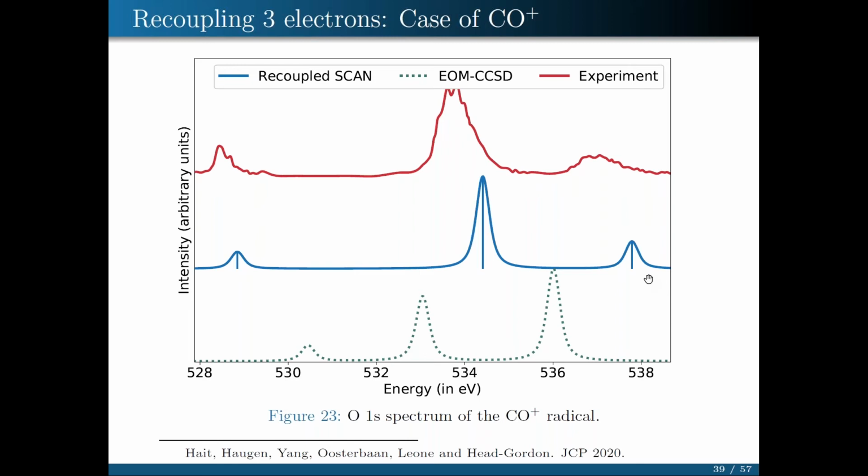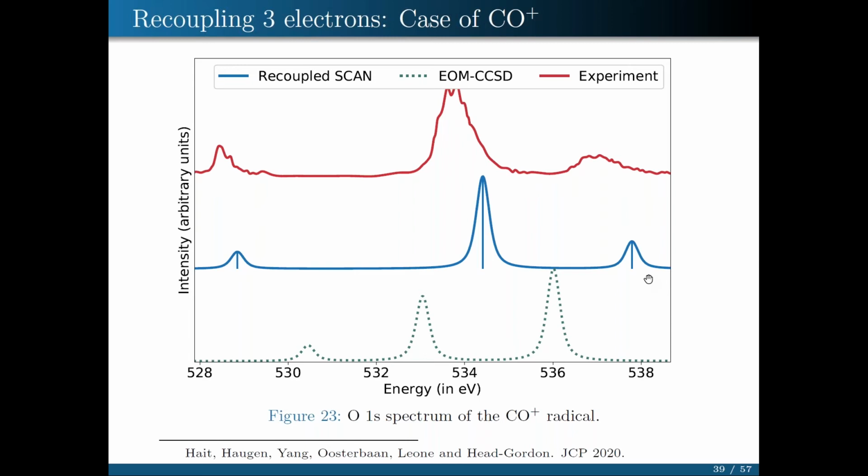And we see that all of the theoretical methods have some trouble in reproducing experiment. Recoupled SCAN gets the features qualitatively right, but the positions of the peaks could certainly be better. However, it's a great improvement over equation of motion coupled cluster, which gets the positions and the intensities completely wrong. Just gets a qualitatively wrong spectrum.